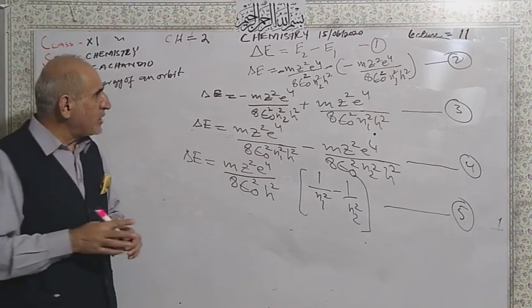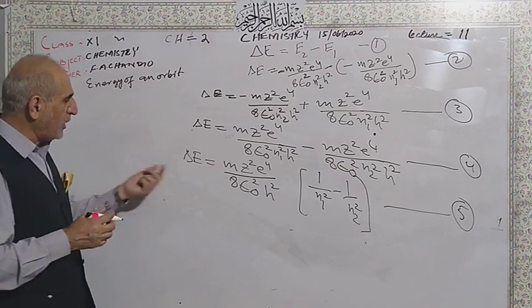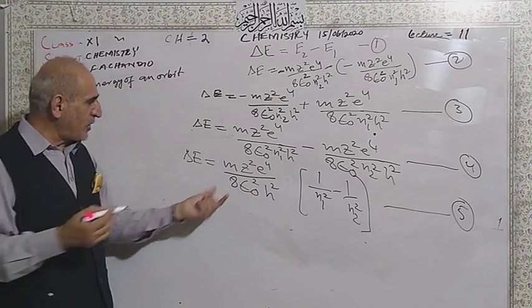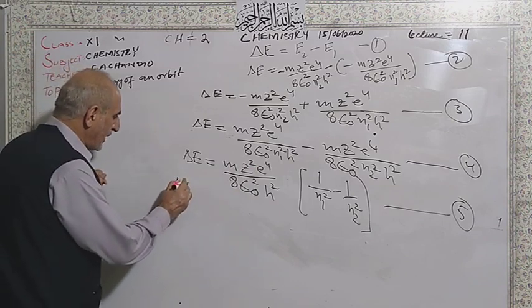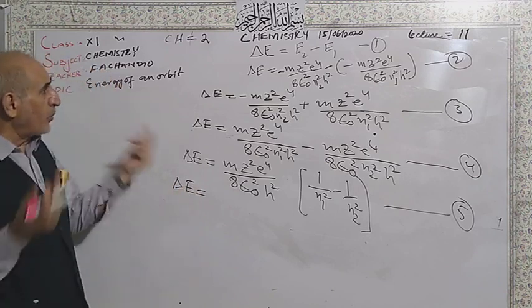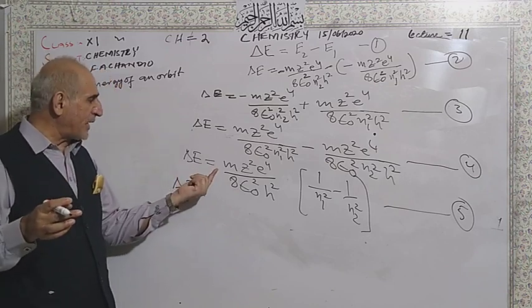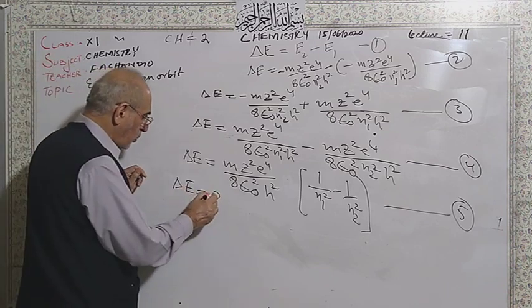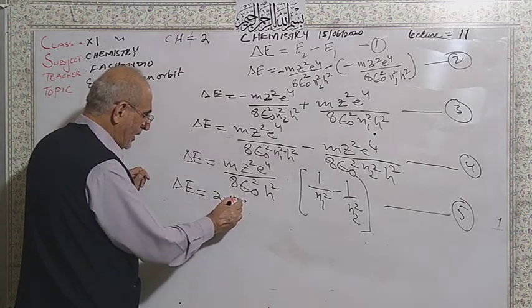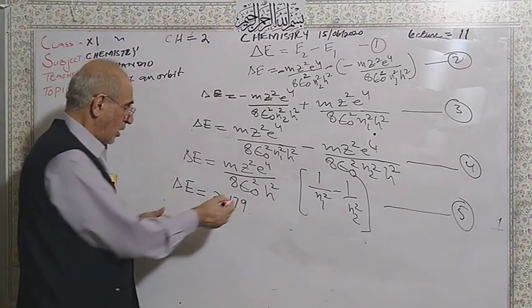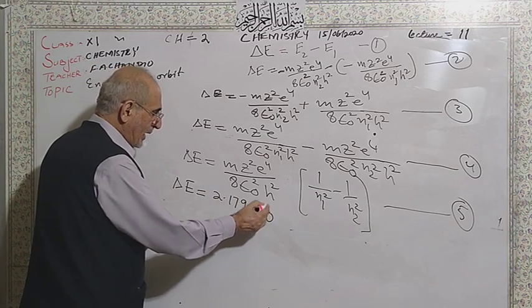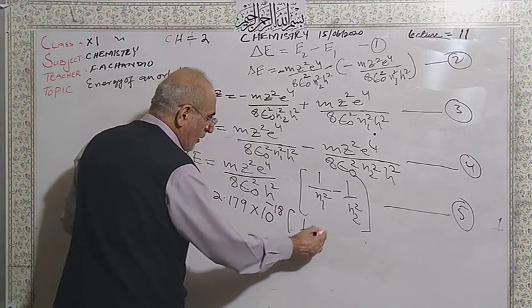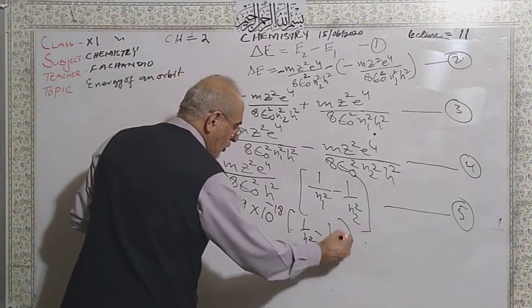Now, students, I told you that if you match these values with the previous derivation, you will find them the same, but only the sign is different. Previously the value of K was minus, but here the value is going to be plus. So the same, 2.179 times 10 to the power minus 18, or 2.18 if you round it off, times (1 over n1 squared minus 1 over n2 squared). So this is the formula.